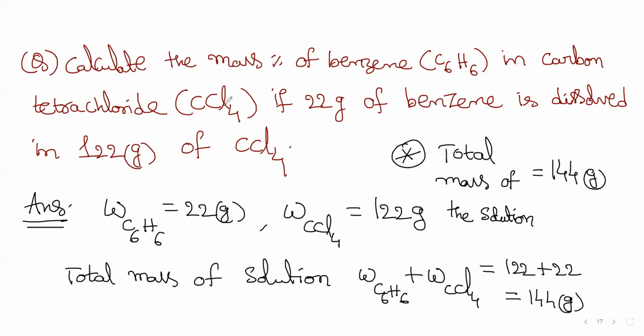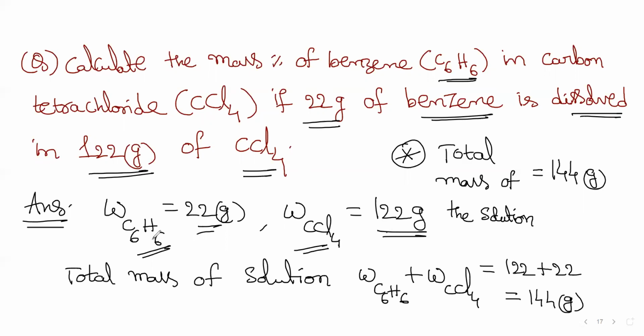So let us take a problem. This is the last part of the lecture. Calculate mass percentage of benzene C6H6 in carbon tetrachloride CCl4 if 22 grams of benzene is dissolved in 122 grams of CCl4. This is the question which is given. Mass of C6H6 is 22 grams, and mass of CCl4 is 122 grams. And what is the total mass of solution? That is weight of benzene plus weight of CCl4, which works out to be 122 plus 22, which is 144 grams.